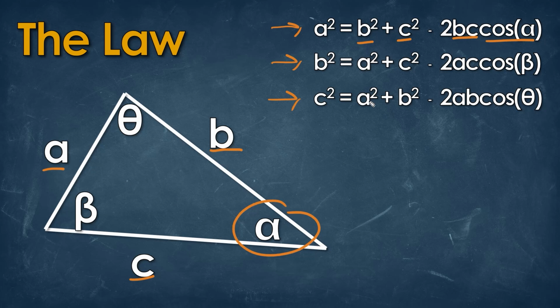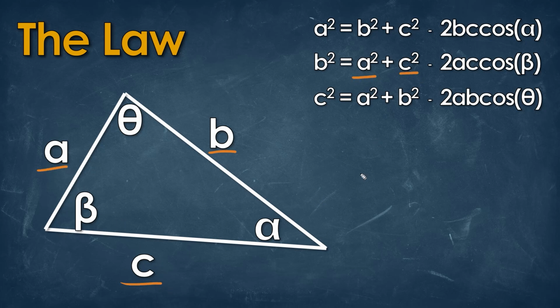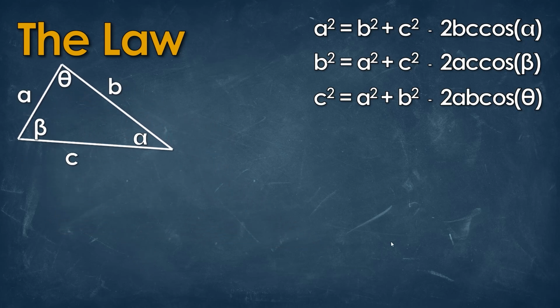If we were looking at B, it would be something similar. Say we don't have B, we're going to look for the two other sides that we have, and then subtract 2AC times the cosine of the angle that is opposite of what we need. So if we need B, we'd look here, and that's going to be similar to what we see in C. Let's take a look at an example to show what we're talking about.